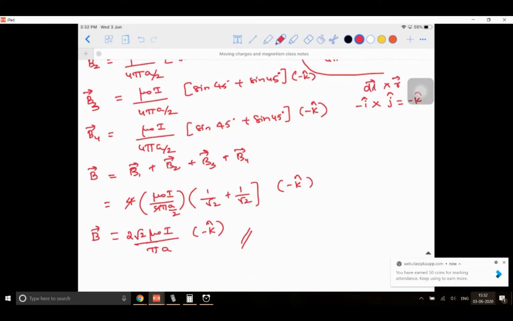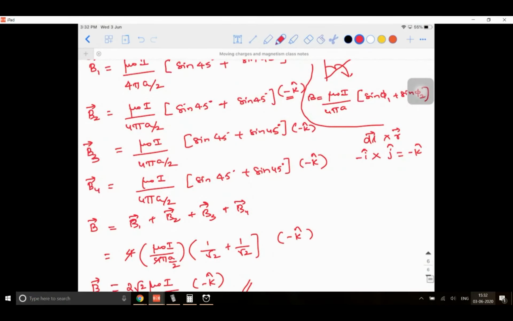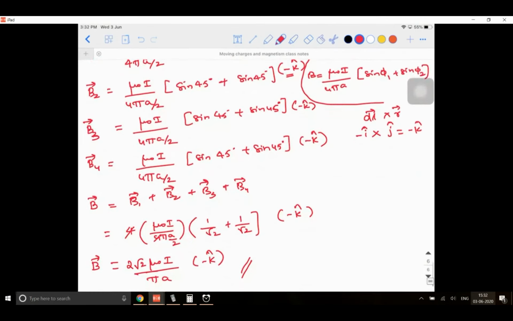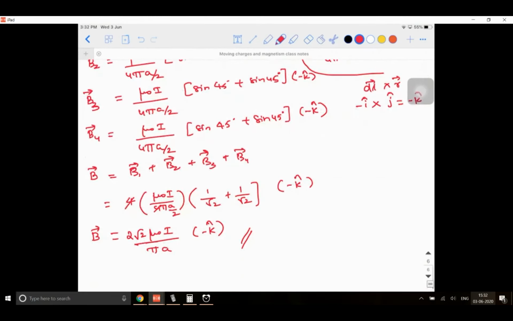Clear? So I hope everyone is clear with this. Let me just check the answer once. No more mistakes, right? 1 by root 2 plus 1 by root 2 is 2 divided by root 2. 2 divided by root 2 is root 2. This 2 will go up, 2 root 2 mu naught I divided by pi a. That's right. So this is going to be the final answer.